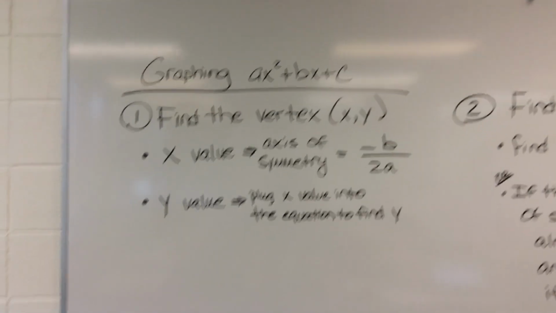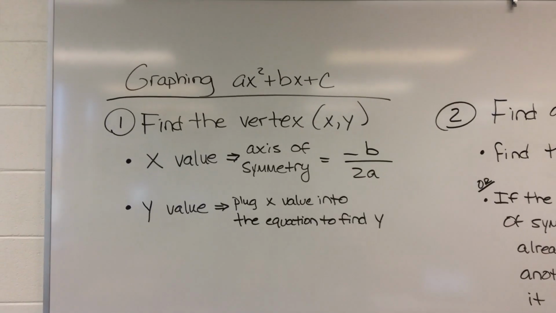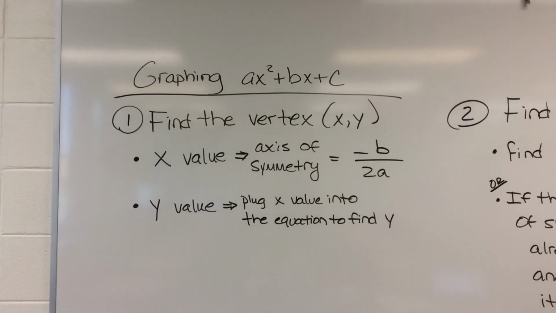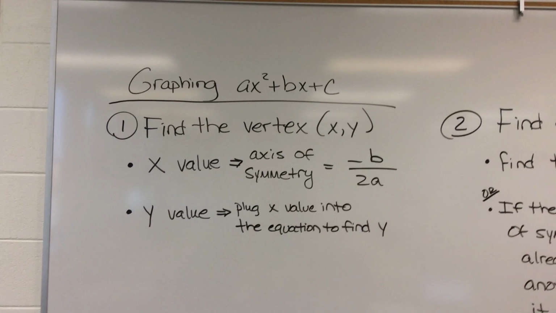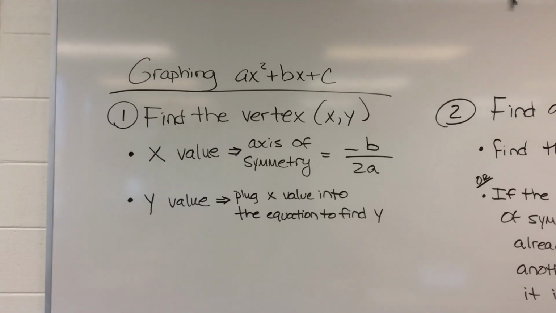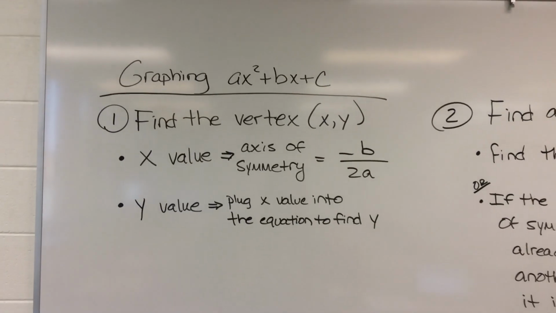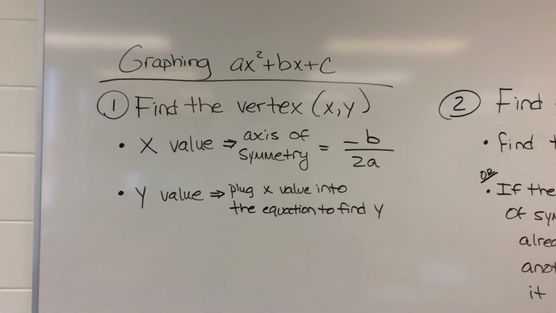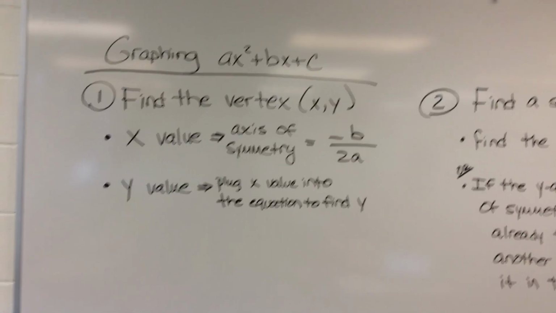Okay, so this video is section 9.2 in our Algebra 1 book, and this is graphing quadratic functions in the form ax squared plus bx plus c, our standard form. The first step is to find the vertex, that most important point on our quadratic function.